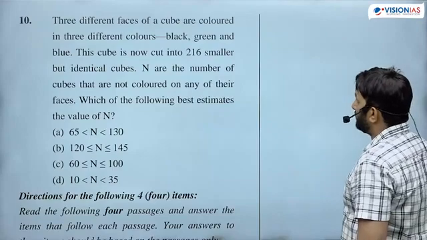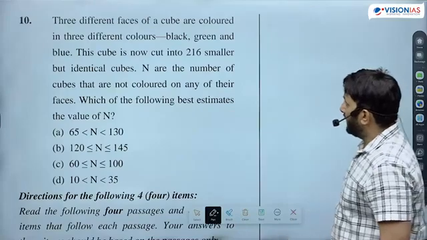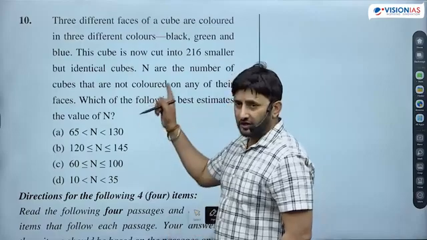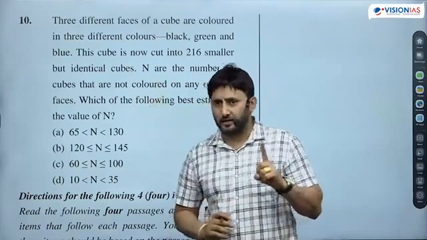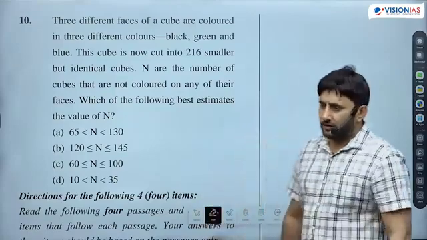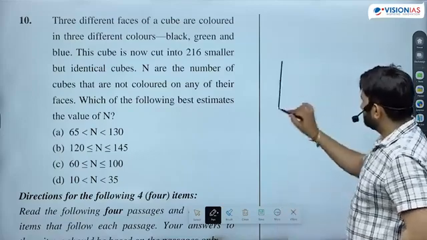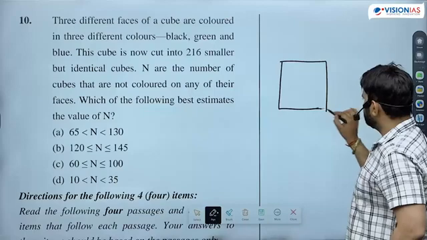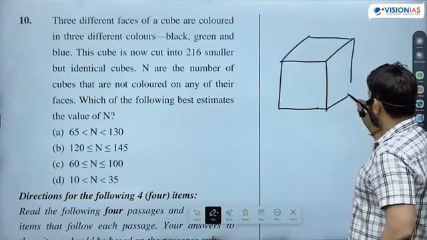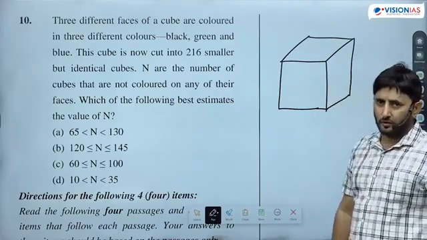Three different faces of a cube are colored in different colors: black, green and blue. How many faces are painted? 3 faces, 3 colors. So this means each color will be used on only one face. There are 2 possibilities. One possibility is that these colors are painted on adjacent faces such that they have a common corner.